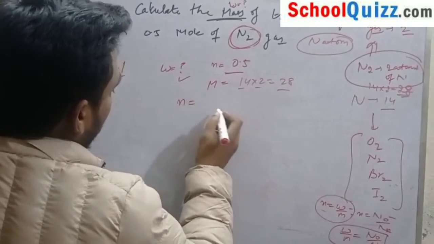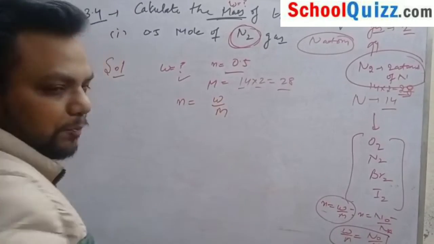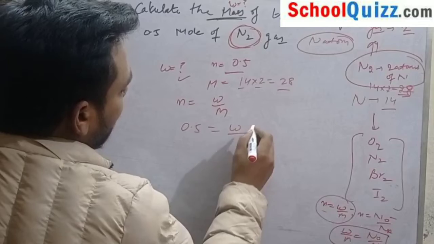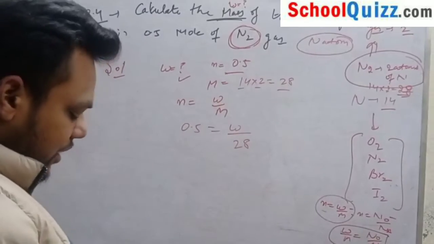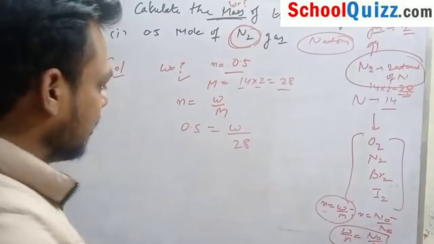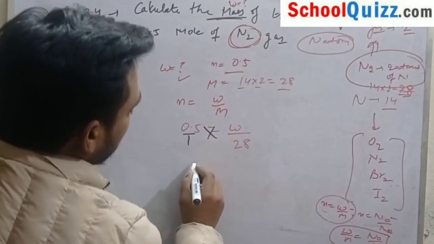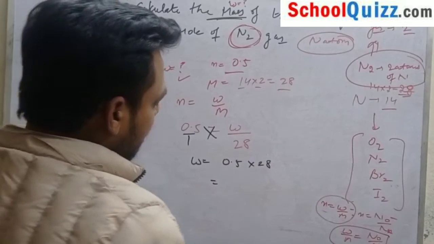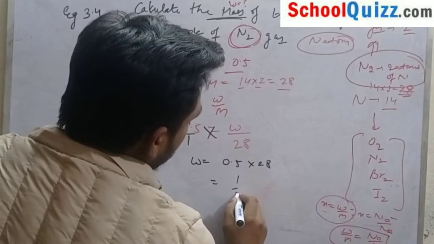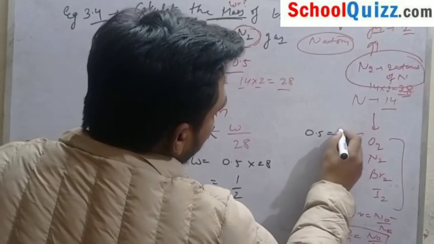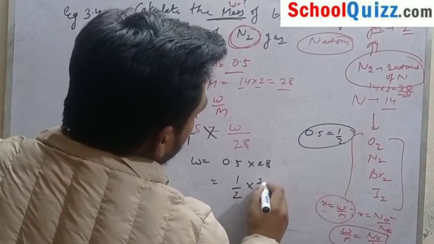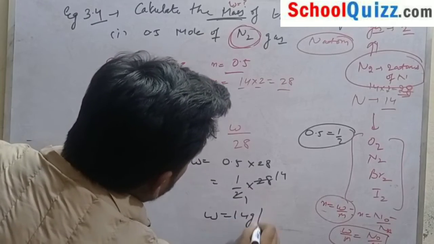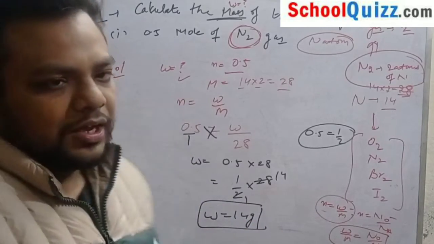Suppose we apply n equal to W upon M. n is given as 0.5, W we have to find, and M is 28. Then it is simply calculation. Cross multiply, then W will be equal to 0.5 into 28. We will regard 0.5 as 1 by 2. So 1 by 2 into 28, the 2 cancels with 28, giving 14. Then the weight comes out to be 14 gram.